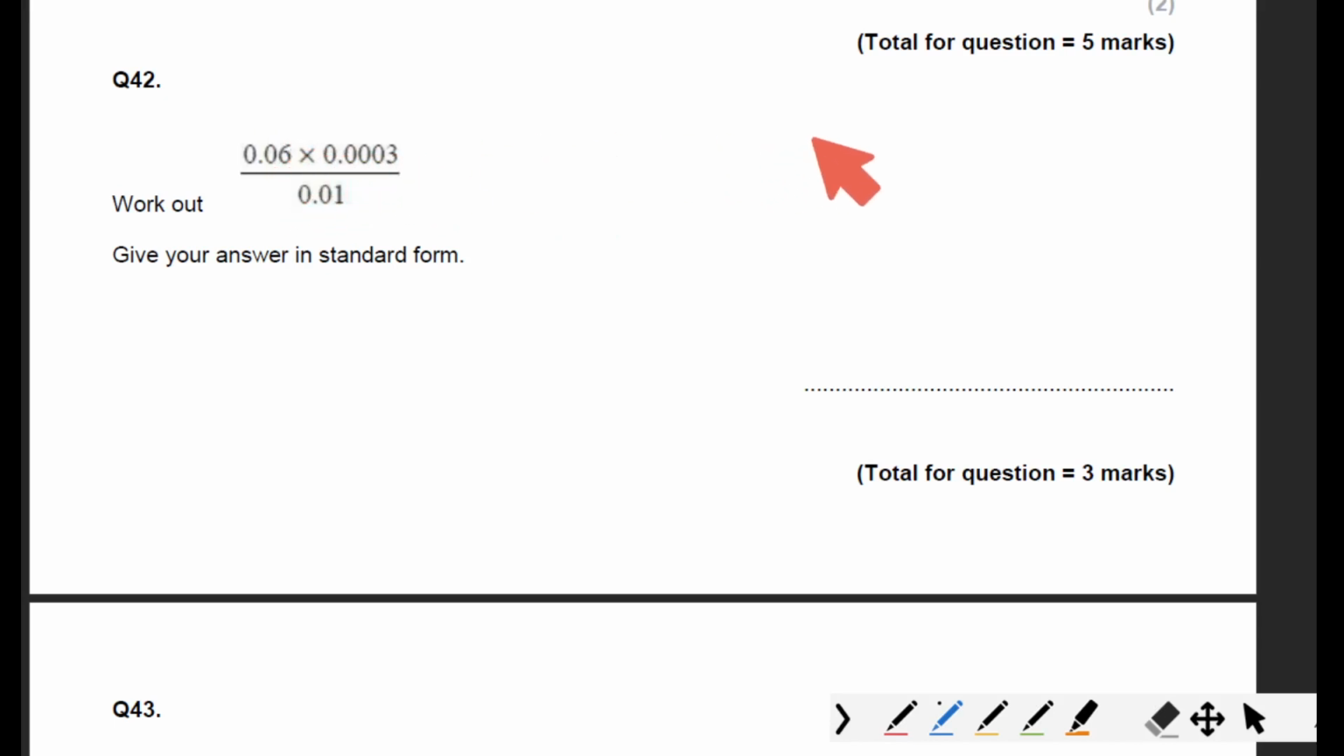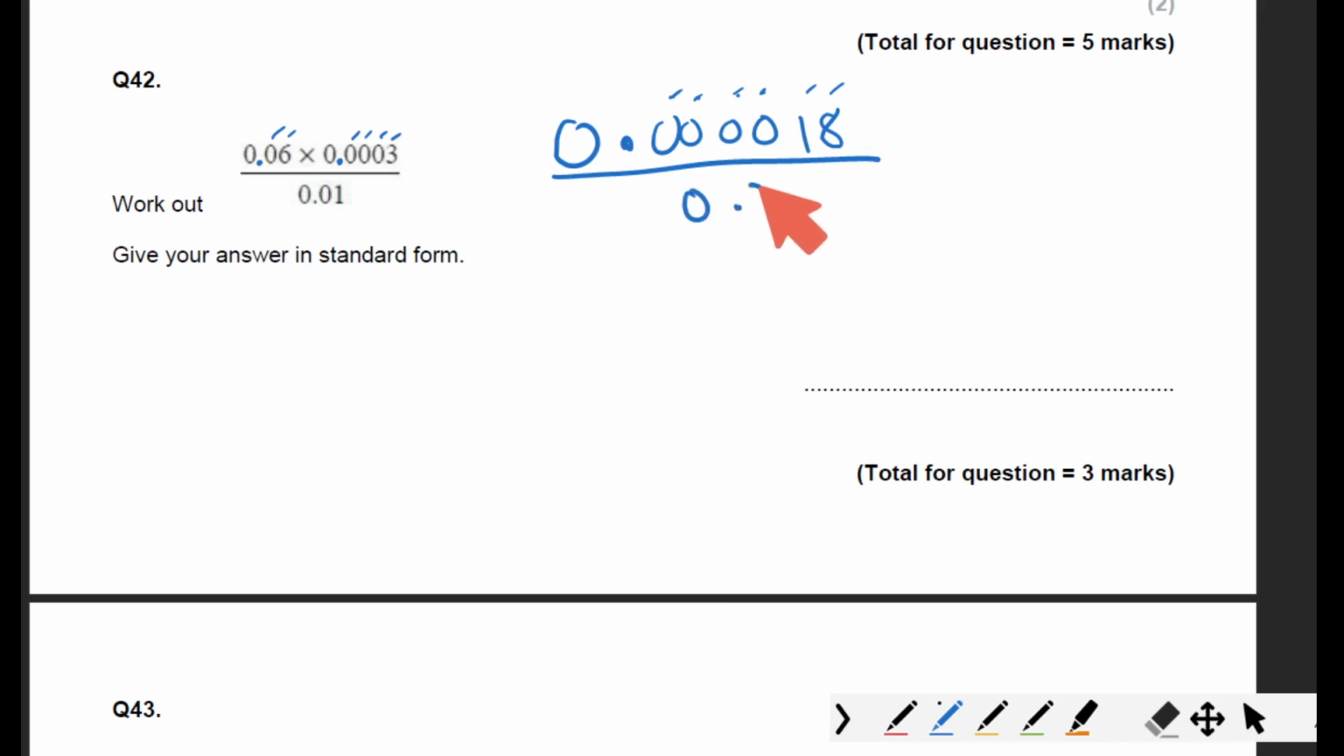6 times 3, 18. Now count the digits after the decimal point, all the digits. That's 1, 2, 3, 4, 5, 6. There are 6 digits after the decimal point in the numerator. So you've got to make sure there are 6 digits. Okay, so I've got 6 digits after the decimal point. There you go. Right, in the denominator we still got this.